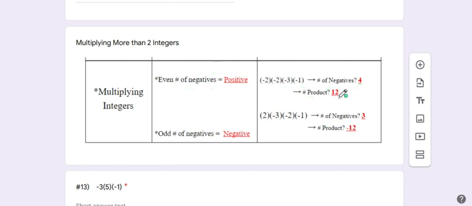So even number of negatives, your answer will be positive. If there are an odd number of negatives, so that would be 1 negative, 3 negatives, 5 negatives, 7 negatives, and so on, anytime there are an odd number of negatives, your answer will be negative.